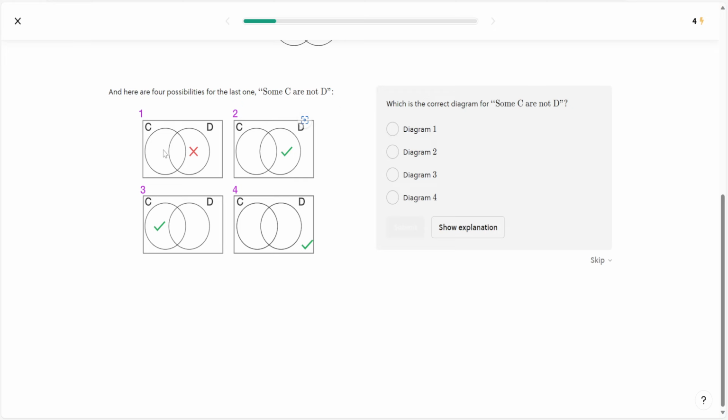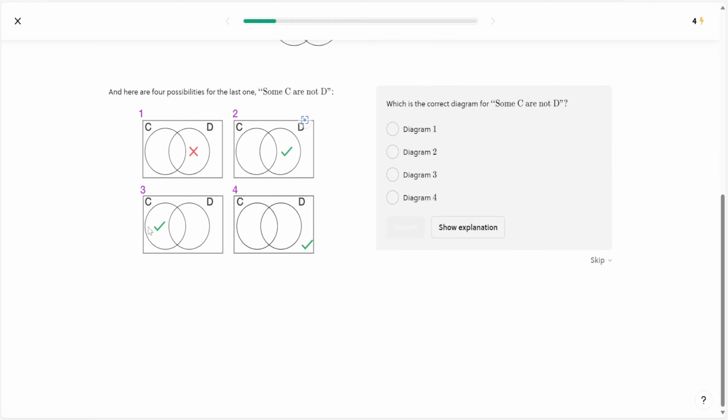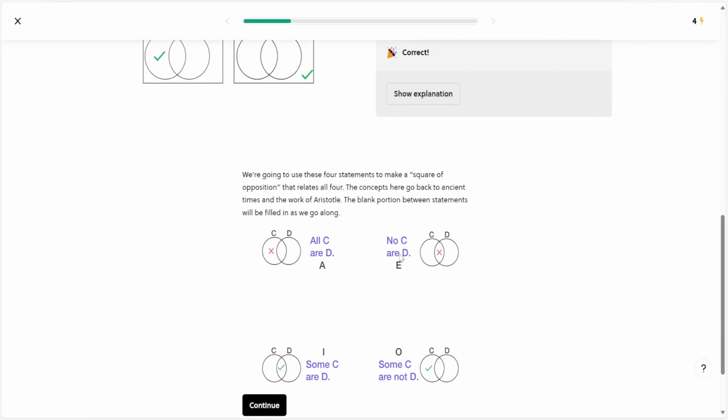Some C are not D. So some has to be a tick instead of a check. So it can't be this. So some C, well, that's some D. So some C are not D, yeah. And this is some random stuff that aren't C or D. So it's number 3. Okay.